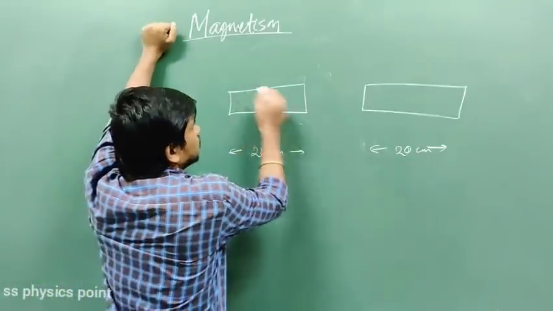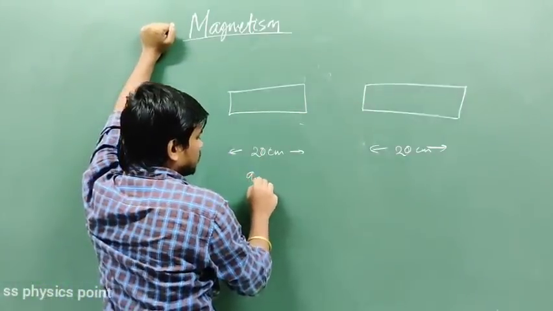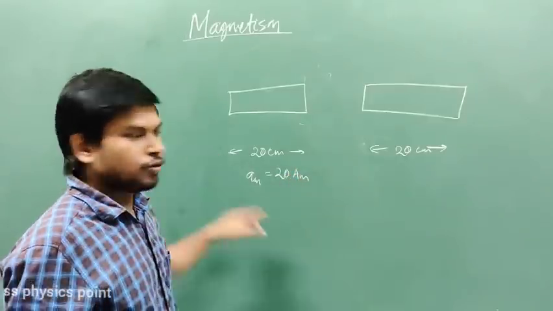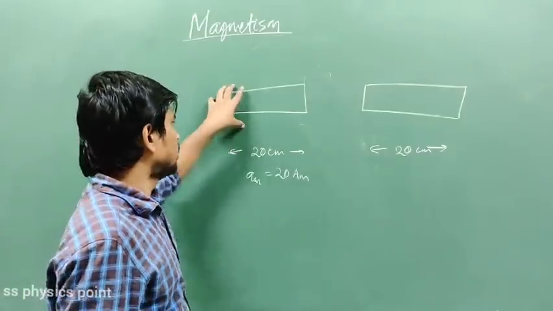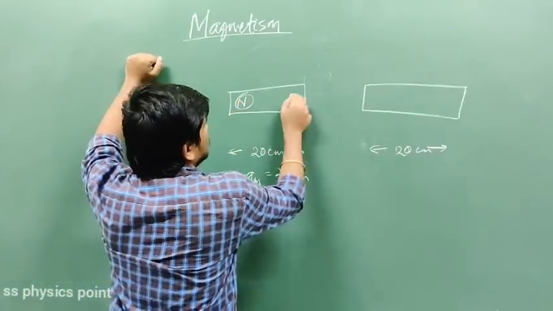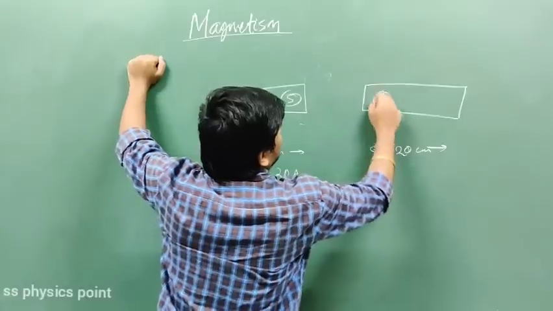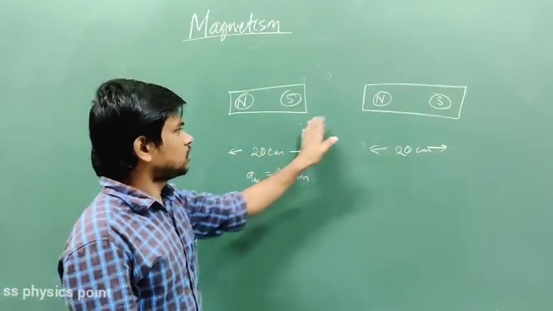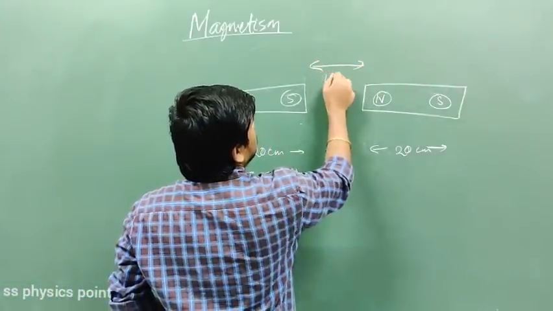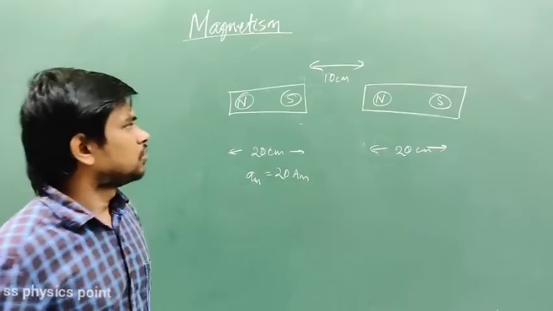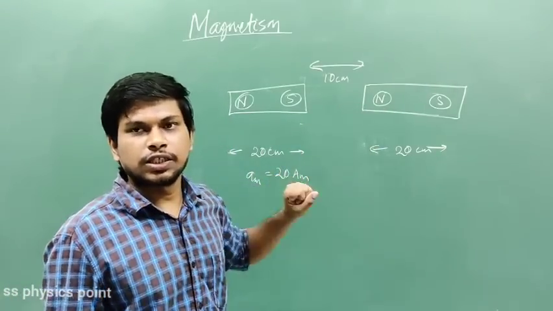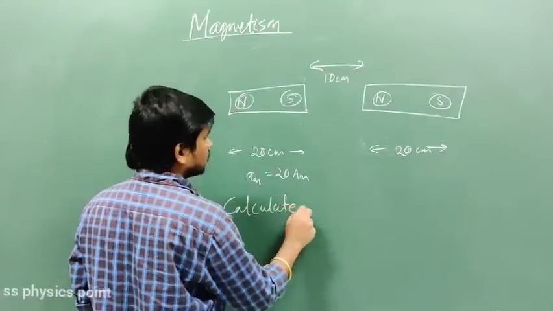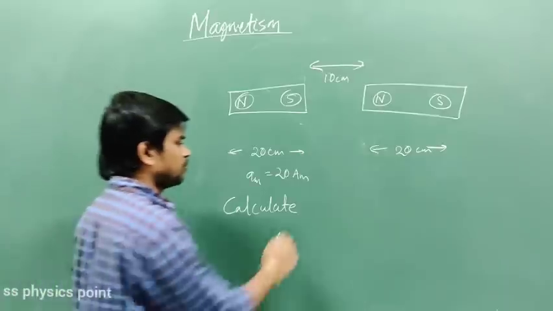The pole strength of each magnet is Qm, suppose 20 ampere meter. The unit of pole strength is ampere meter. Here this is the north pole, this is the south pole, this is the north pole, this is the south pole. So there are two magnets, and this distance is 10 centimeter. The distance between the two magnets is 10 centimeter. Calculate the net force. These are the questions that are going to be asked in your examination. Calculate the net force.